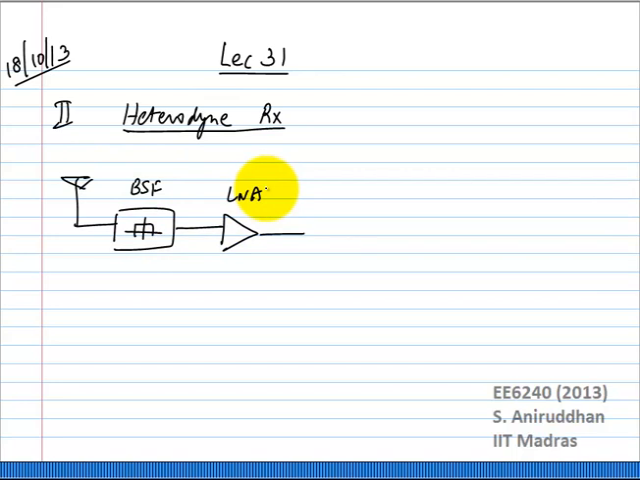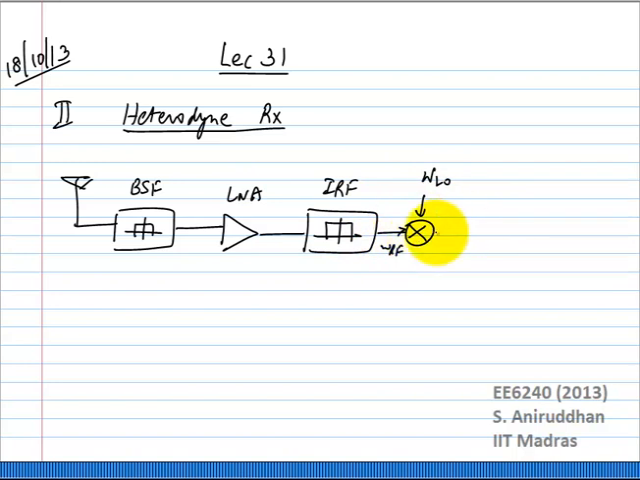What goes after the LNA? Image reject filter, because before you go through the first round of mixing, you now need to have an image reject filter. We'll call it the IRF. So this is omega RF, and you have omega LO going into the mixer. After this, what do you have?